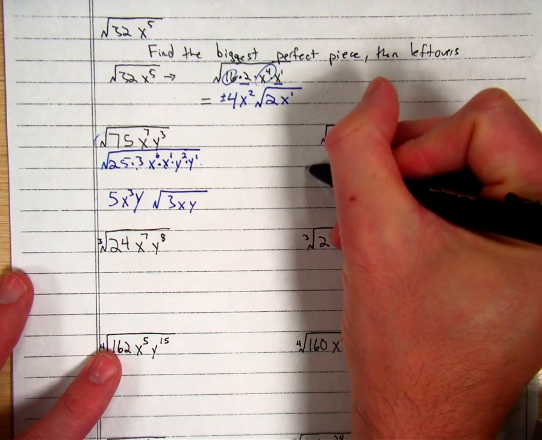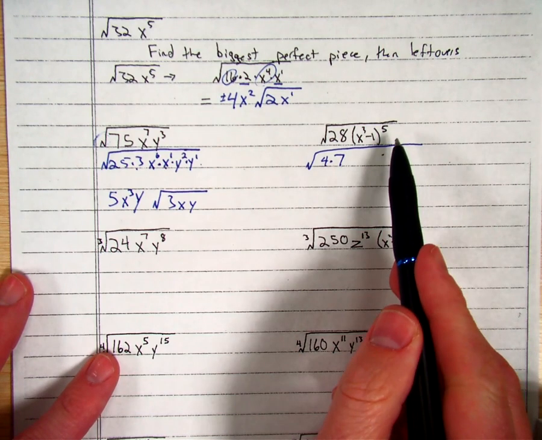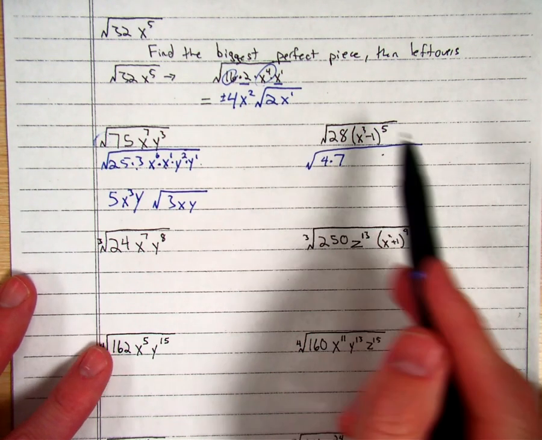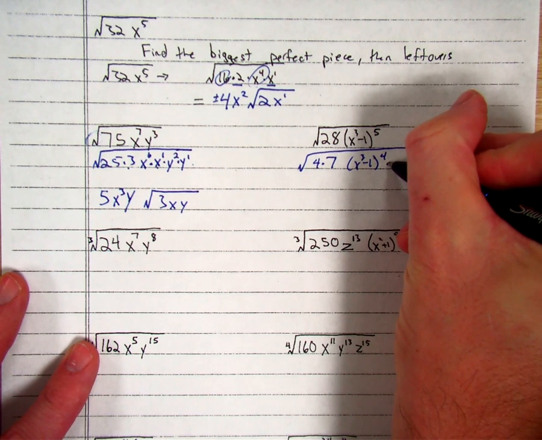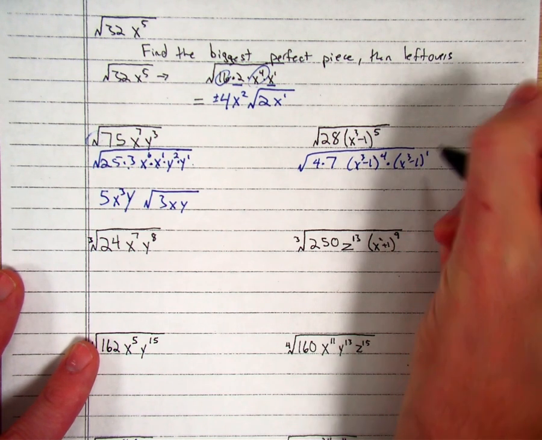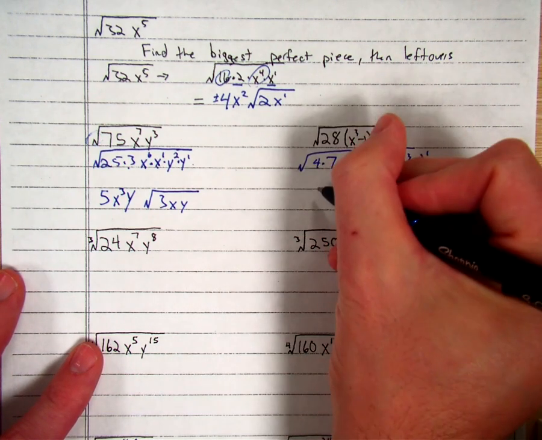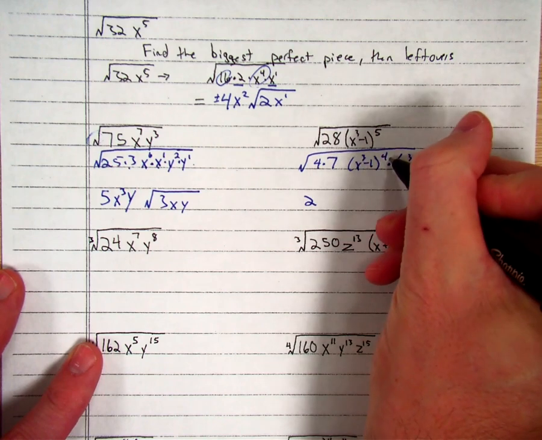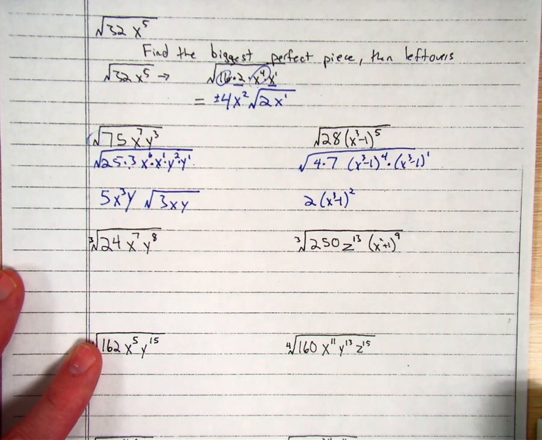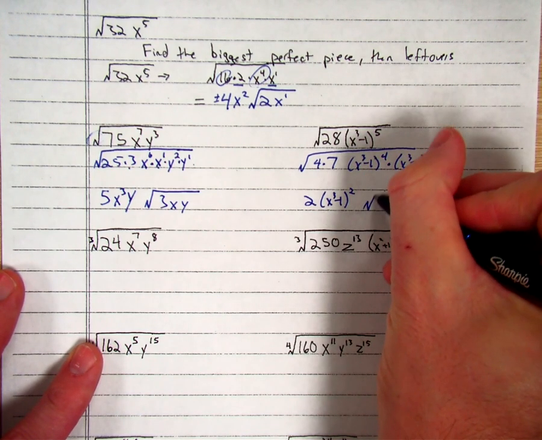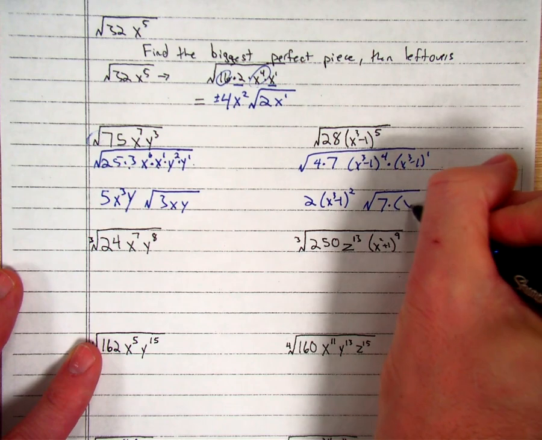28. I want to break that apart into 4 times 7. And then this group to the fifth power, 5 does not divide nicely with 2. I'm going to break that up into that group to the fourth power times that same group to the first power. Alright, square root of 4 is a 2 on the outside. This group to the fourth power square root will have that group squared. Okay, and then our leftovers that were not perfect squares, we have 7, and then that grouping to the first power.